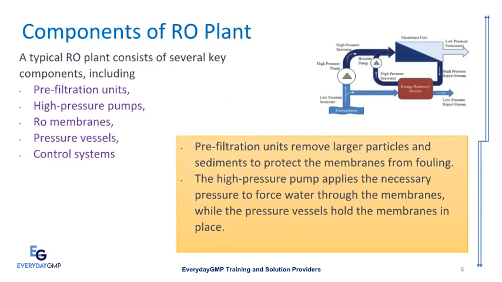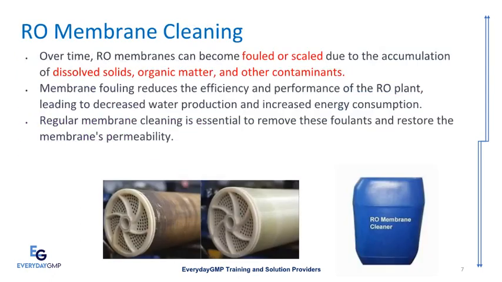Components of RO plant. A typical RO plant consists of several key components, including pre-filtration units, high-pressure pumps, RO membranes, pressure vessels, and control systems. Pre-filtration units remove larger particles and sediments to protect the membranes from fouling. The high-pressure pump applies the necessary pressure to force water through the membranes, while the pressure vessels hold the membranes in place.